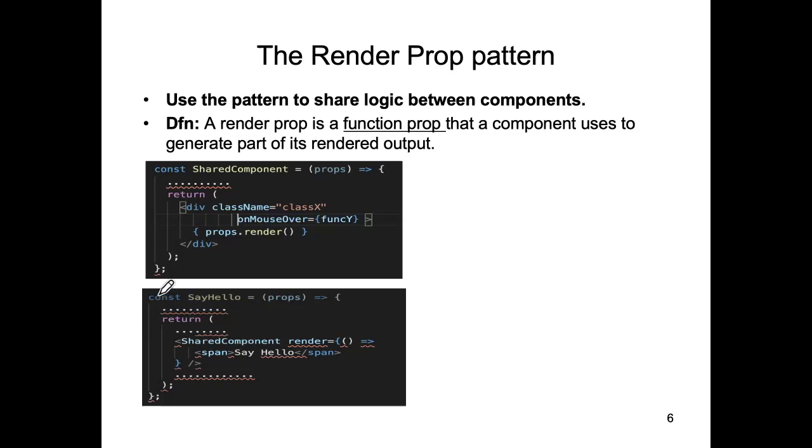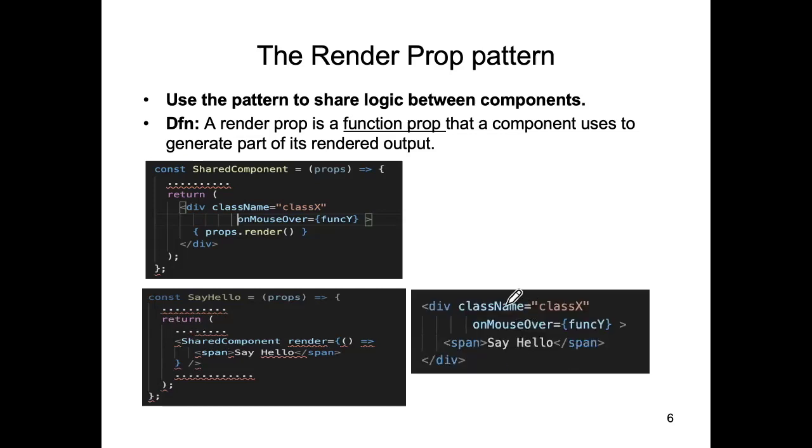So when this say hello component renders, its net effect is to essentially generate this overall HTML. My span is going to be inserted within the div, the div being provided by my shared component up here. So it's quite similar to the children idea, but it's just a different way of achieving it, and there are different use cases for it as well. There are some cases where the render prop is the only approach towards achieving whatever you wanted to achieve. The container approach wouldn't work.